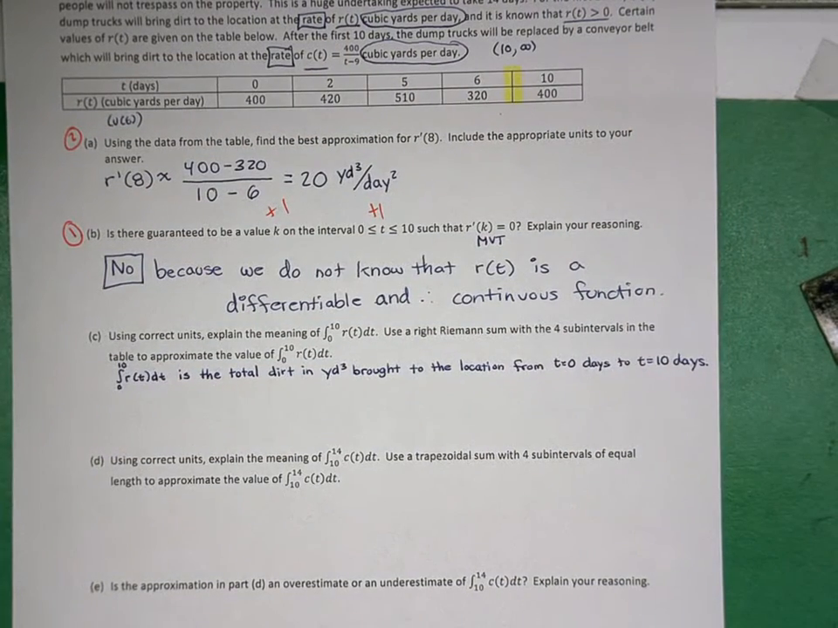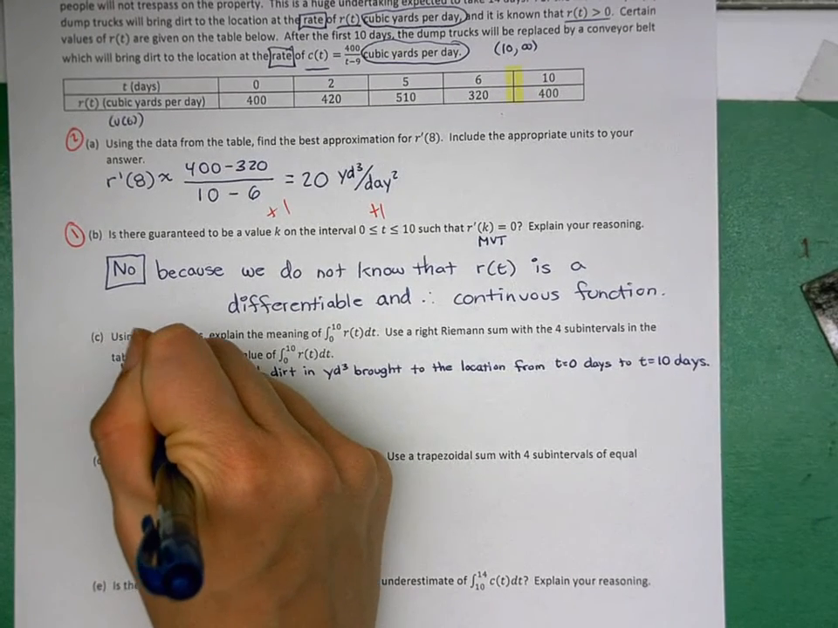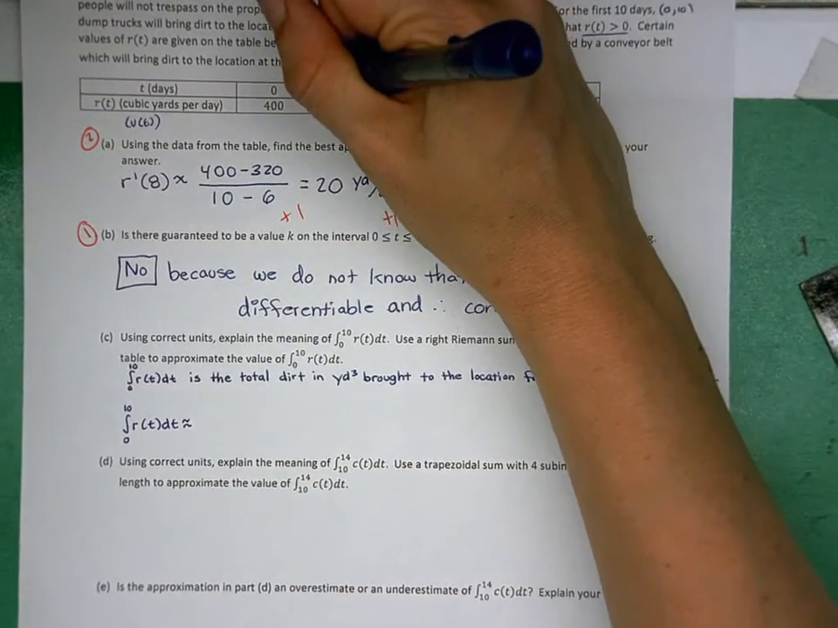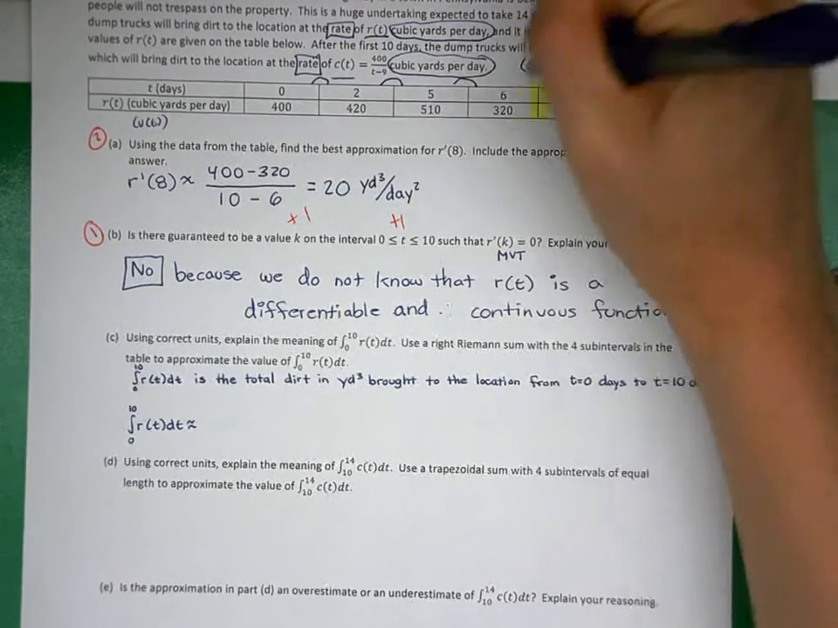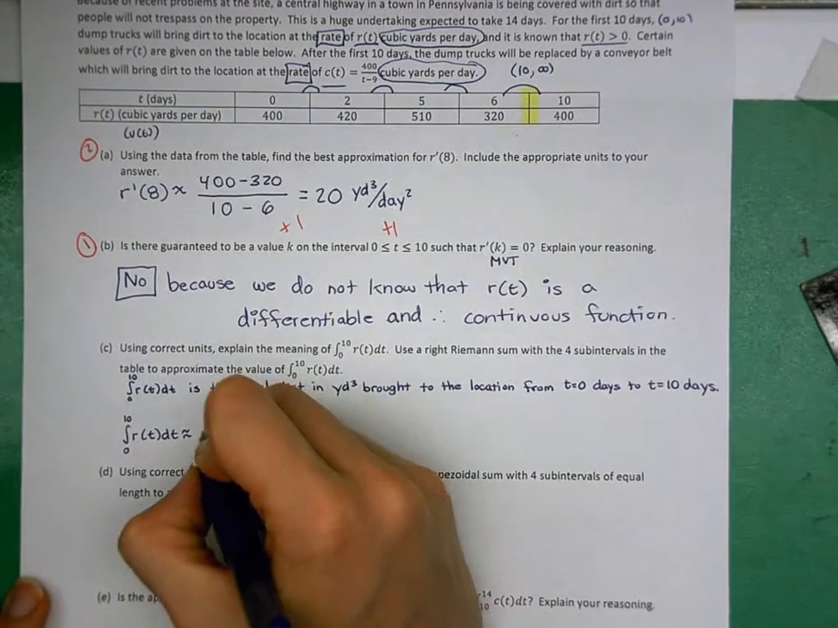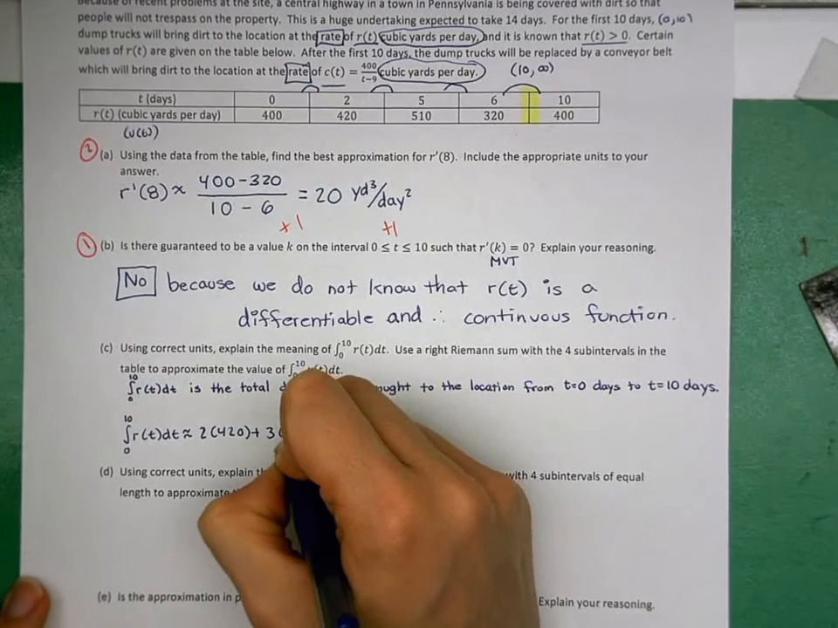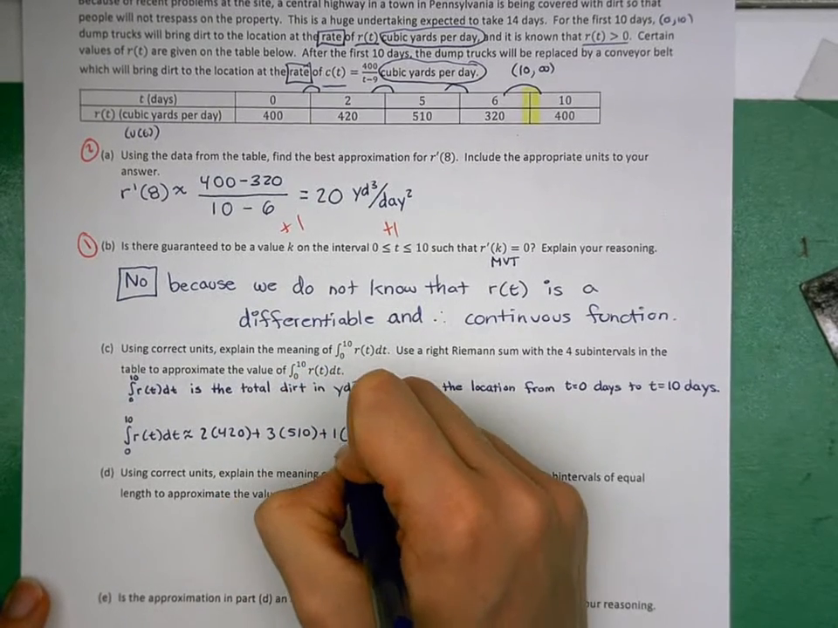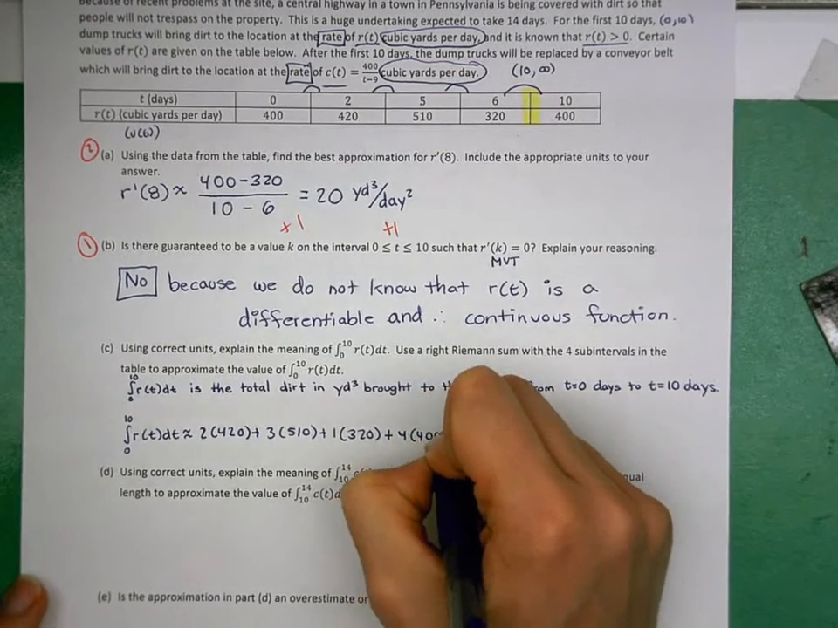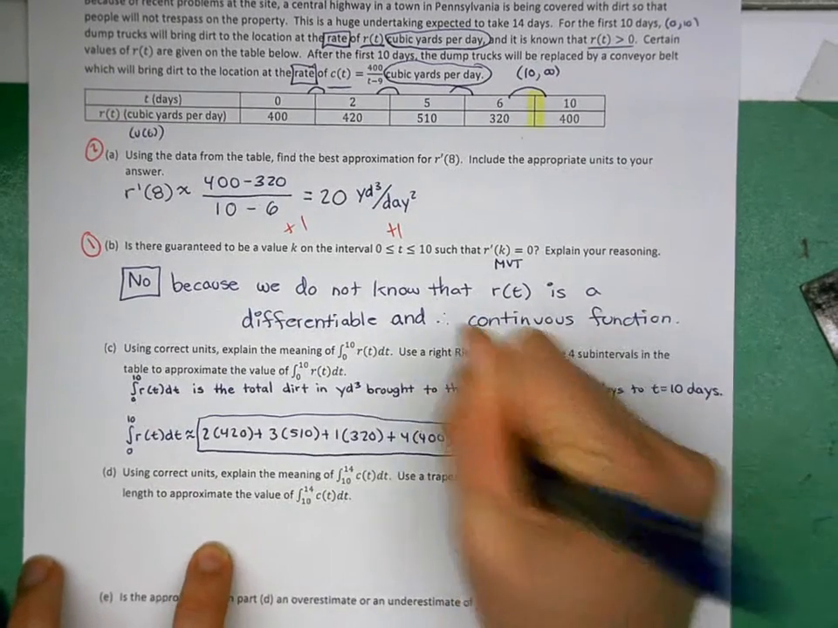Okay? And then a right Riemann sum to approximate the integral from 0 to 10 of r of t dt. 4 subintervals, so we see these up here. 0 to 2 is 2, 2 to 5 is 3, 5 to 6 is 1, 6 to 10 is 4. Okay, so first subinterval, distance of 2 times my right, which is 420. Second one, distance of 3 times my right. Third one, distance of 1 times my right. And fourth one, distance of 4 times my right. And I would leave it alone. Don't simplify, there's no reason to.